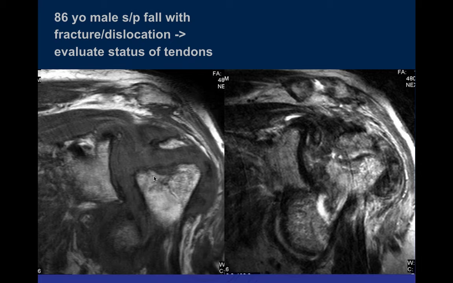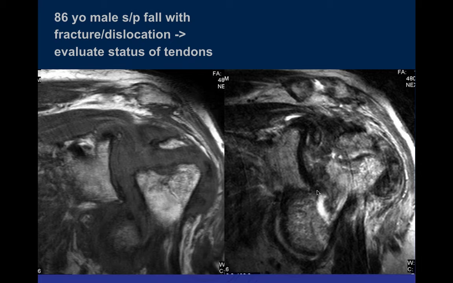86-year-old male status post fall with fracture dislocation. Evaluate for the status of the tendons. Okay, so we have coronal T1 and T2 weighted images, and there's a large amount of low signal intensity within the joint space, and the humeral head has extensive irregular morphology. So there's at least one displaced fracture fragment superiorly, but we don't really see the rest of it very well. And then in the axillary pouch, there's a large fracture fragment inferiorly.